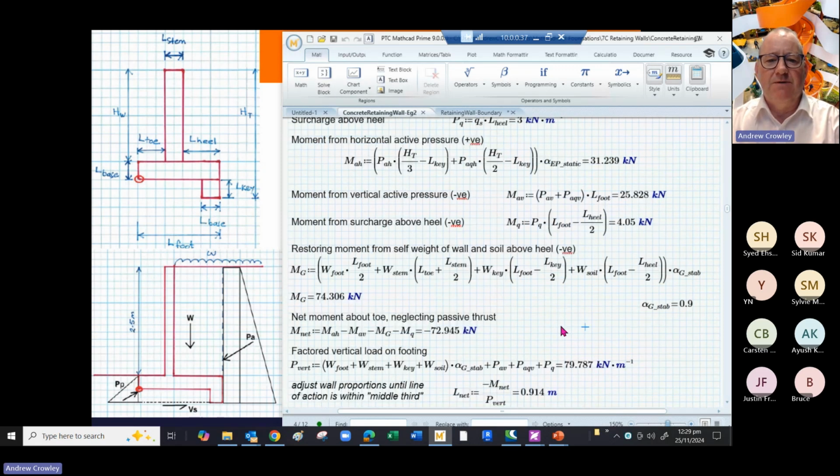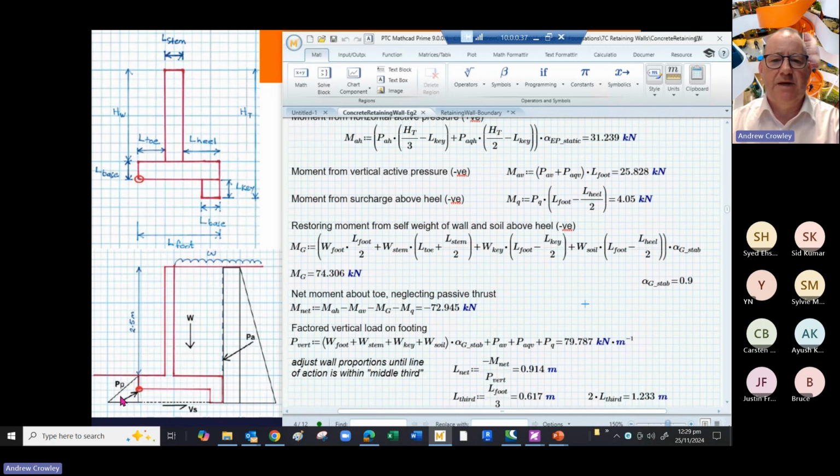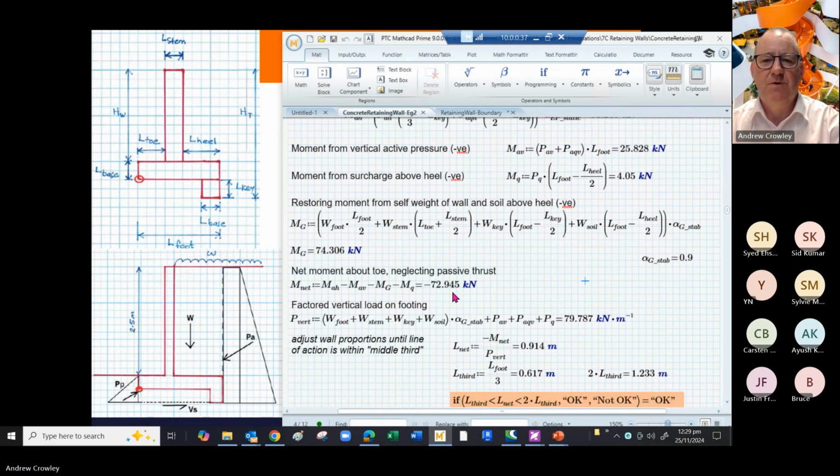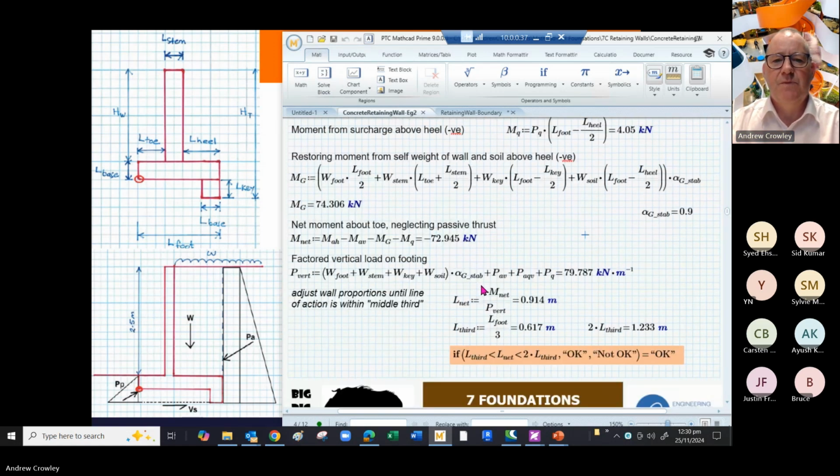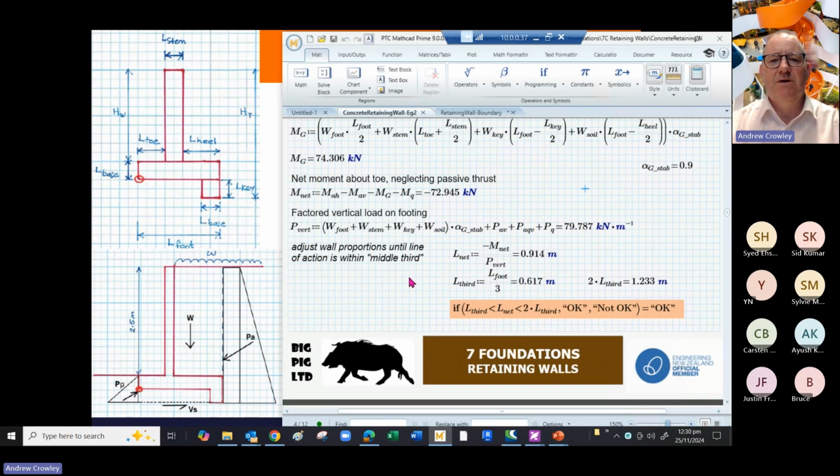The net moment about the toe, neglecting this passive pressure, works out as 72.9 kilonewton meters per meter. So your factored vertical loading on the footing works out again. You multiply the weights by a stabilizing factor and add it up with your passive resistance and active pressure, and you get your 79 kilonewtons per meter.